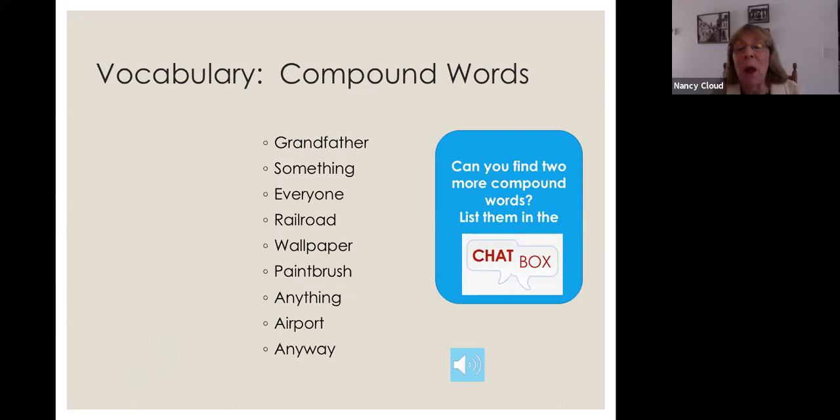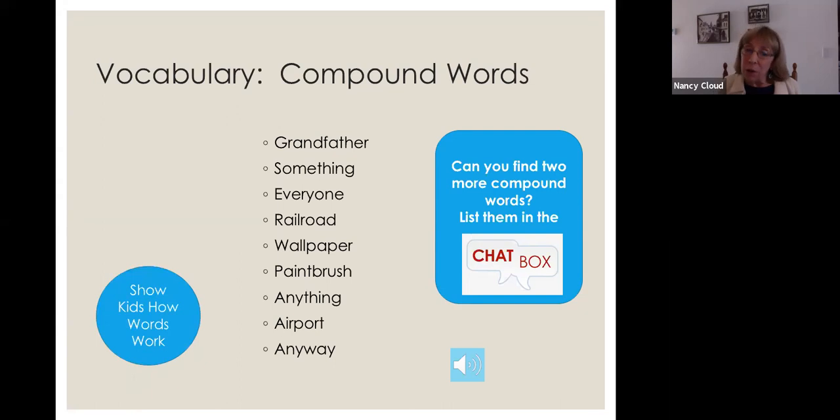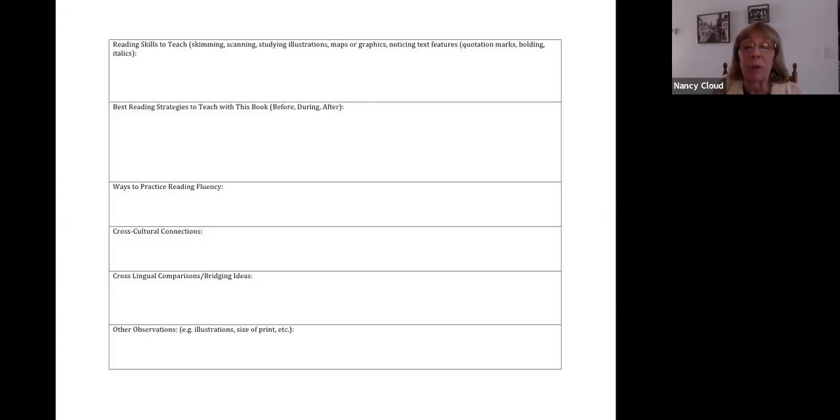Okay, fantastic. Well, we want to make sure that these words are in the book, right? And then we want to show kids how these words work. And in the case of, and I'll be corrected if I'm wrong, in the case of Chinese, when you're putting characters together, it is kind of like compounding, right? So we want to show these familiar concepts about how words work across our languages.